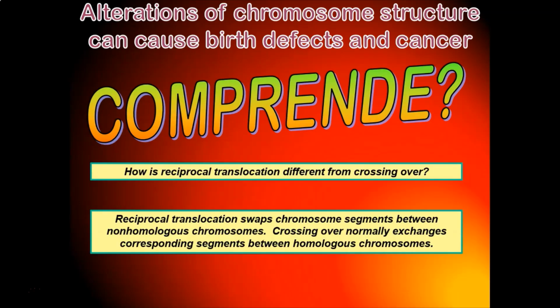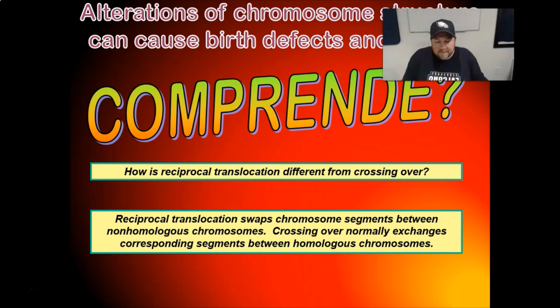So, comprende, how is reciprocal translocation different from crossing over? Again, you're crossing over between non-homologous chromosomes, right? Crossing over normally exchanges corresponding segments between homologous chromosomes. So that's pretty much the end of what we're going to talk about today. Hopefully you understand now why we reviewed meiosis and why it leads to such variation in a population, all because of the events that happen in prophase 1 and metaphase 1, and then how that random fertilization brings it all together, and wow, do we have a lot of variation in our population.